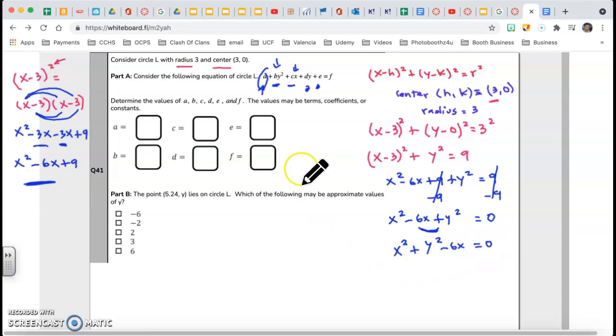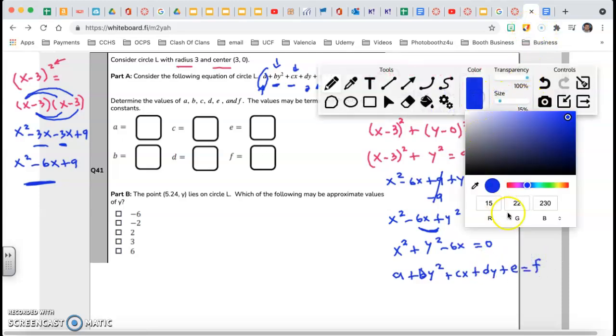So let's start. A, in my case, let me bring that over here. This is Ax squared plus By squared plus Cx, and then plus Dy, then plus E equals F. So let's make connections. Okay.